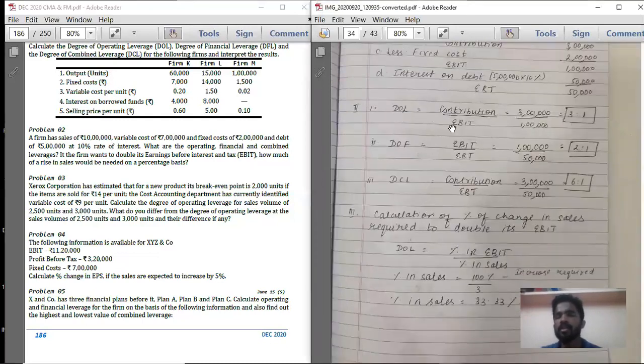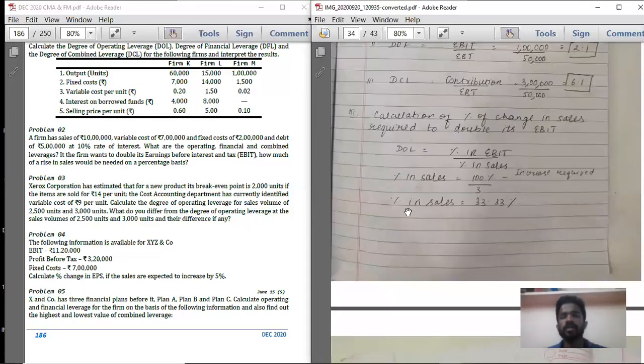That is operating leverage, contribution divided by EBIT, because fixed cost plays an important role. Financial leverage is EBIT divided by EBT, because interest plays an important role. And DCL is a combination of both, that is contribution divided by EBT, because if you multiply both, the denominator EBIT and numerator EBIT will get cancelled. So contribution divided by EBT is the combined leverage.